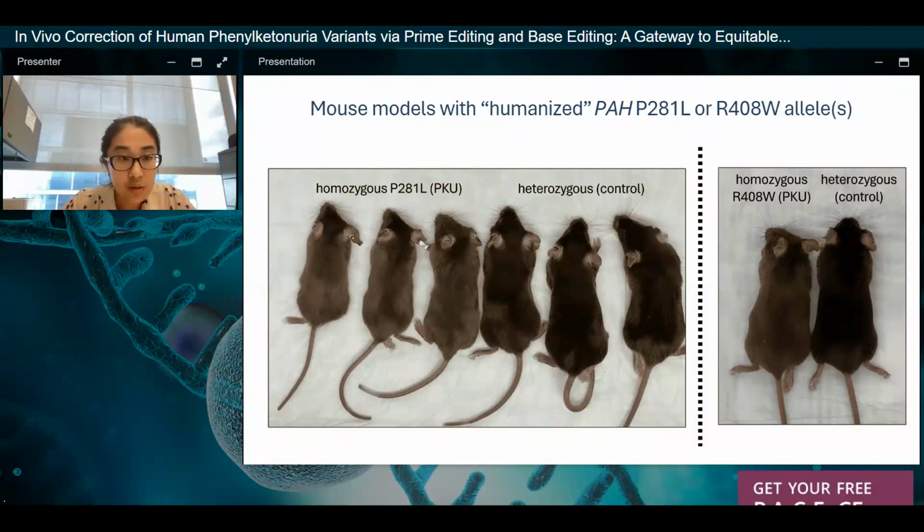We were able to knock in each of the variants embedded within a short humanized segment of the Pah locus. We can immediately tell that our humanized mutant mice have PKU because they have hypopigmentation, just like we see in patients. Hopefully, you can appreciate the lighter coat color compared to the control littermates on the right.